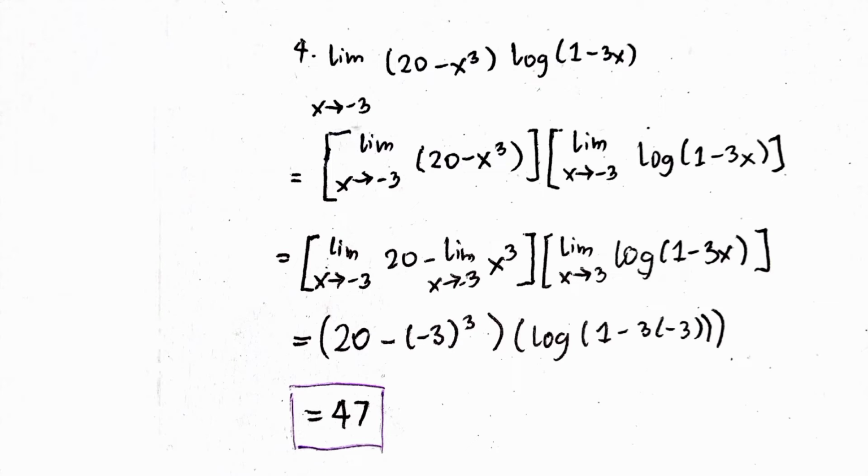Simplifying and applying the theorems that we used, we'll now have the quantity 20 minus negative 3 cubed multiplied by the logarithm of 1 minus 3 multiplied by negative 3. And further simplifying, we'll now have 47.